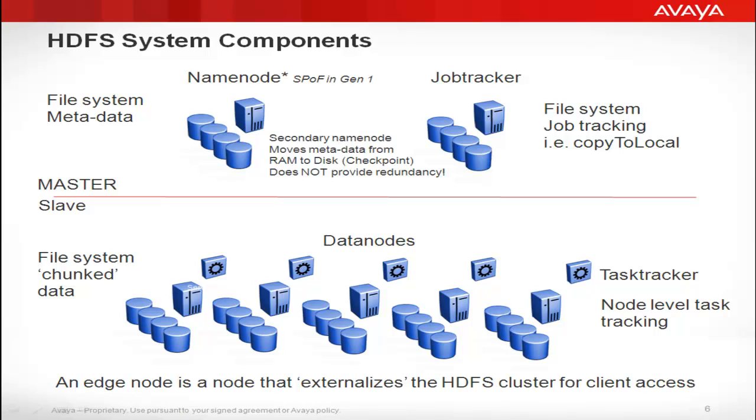The secondary name node in Generation 1 Hadoop is actually a housekeeper process that extracts the name node runtime data and copies it to disk, where it is known as a name node checkpoint. Recent versions of Hadoop now offer redundancy for the name node process. Cloudera, for instance, provides high availability for the name node service.